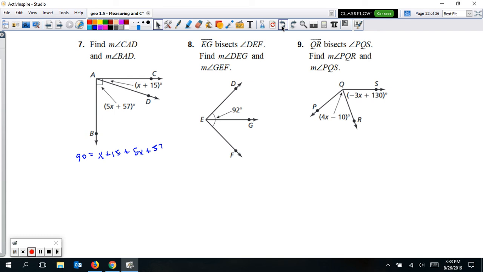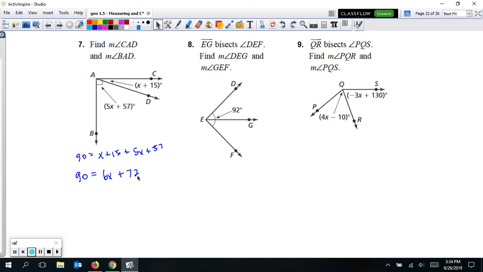So remember, a lot of times you're just trying to figure out which equation you've got to write down and set up so you can solve for x properly, and then you can plug x back in to figure out how many degrees each angle is here. That's what it's asking us to find, the measure of each angle. So as we go ahead and solve for x, we're going to combine the like terms over here on the right side. So we're going to get a 6x here, and then 15 and 57 are going to combine. So it's giving us 90 equals 6x plus 72.